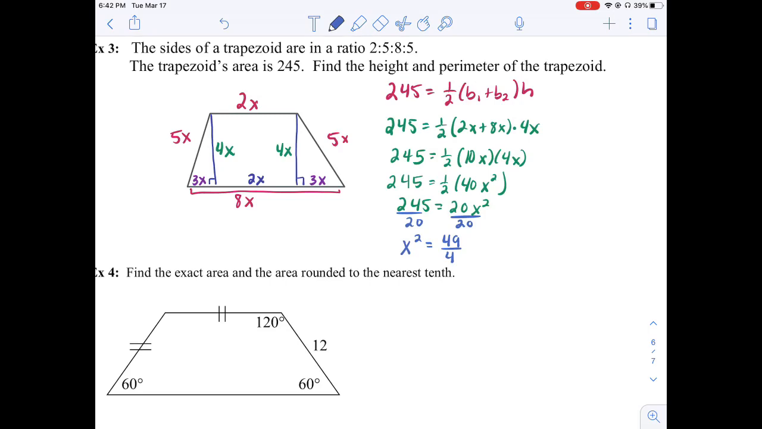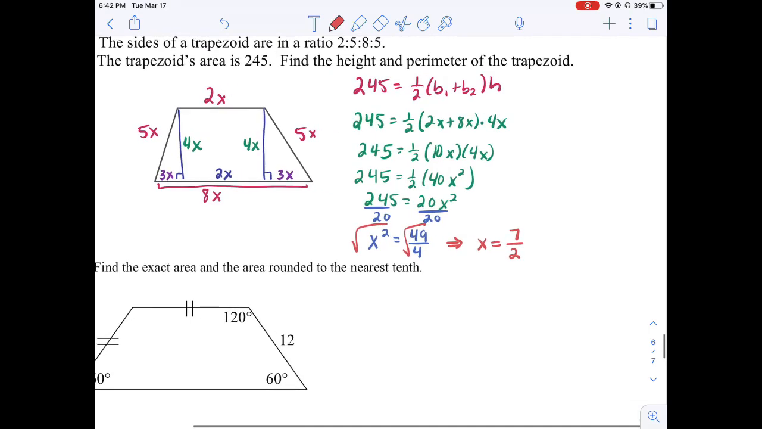As a reminder, when you square root a fraction, we can individually square root the top and the bottom. This gives us x is equal to the square root of 49, which is 7, over the square root of 4, which is 2. X is equal to 7/2. If you put that in decimal, you should get 3.5, but this is a nicer, better number.